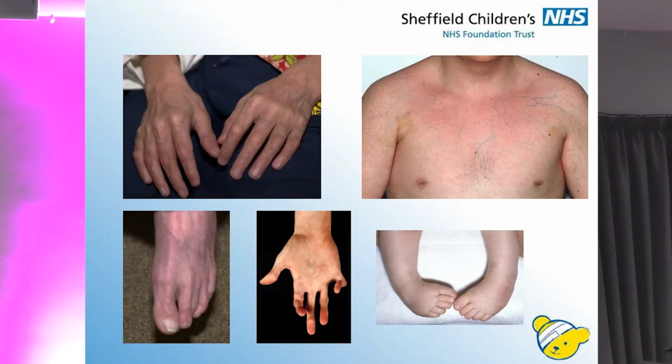So just to show you some of the features of the minor criteria. On your left, we've got at the top hands, obviously, and on the bottom feet. Those are pictures taken of a boy who was aged 6 at the time these pictures were taken. So I think you can see that they look prematurely aged. So that's an example of that progeria.